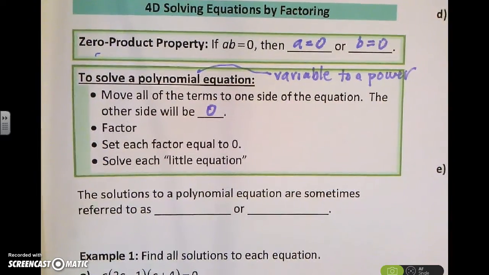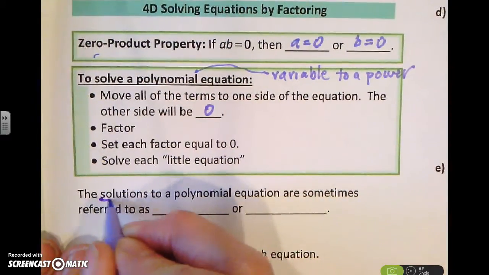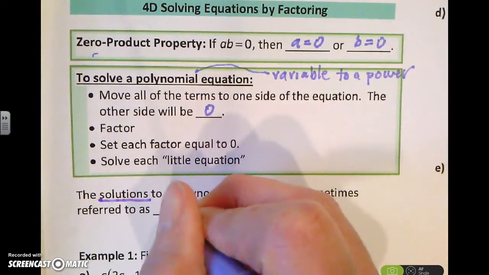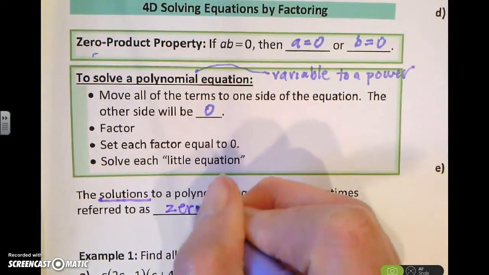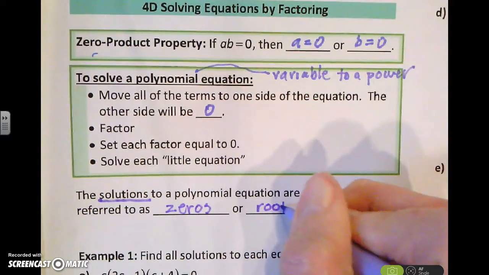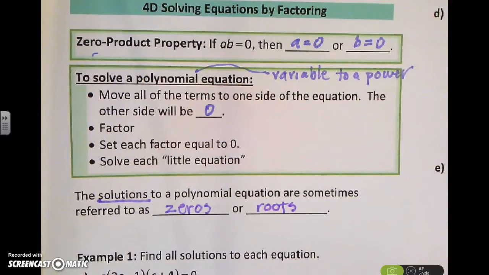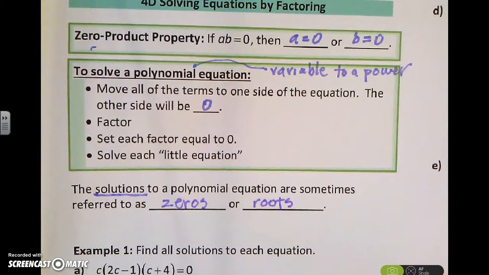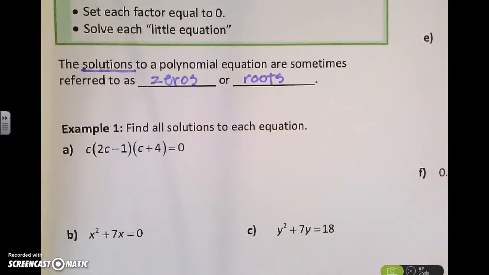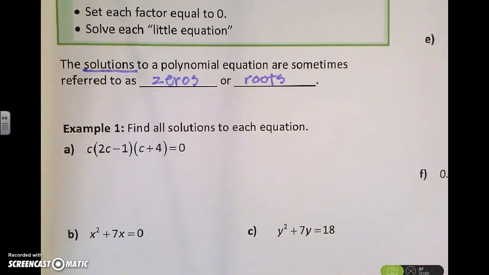Just for definition, sometimes the solutions to polynomial equations are referred to as zeros or roots. Those are two other words you'll sometimes see in instructions. Find the zeros or find the roots, which will mean find the solutions. So example 1 says find all the solutions to each equation.